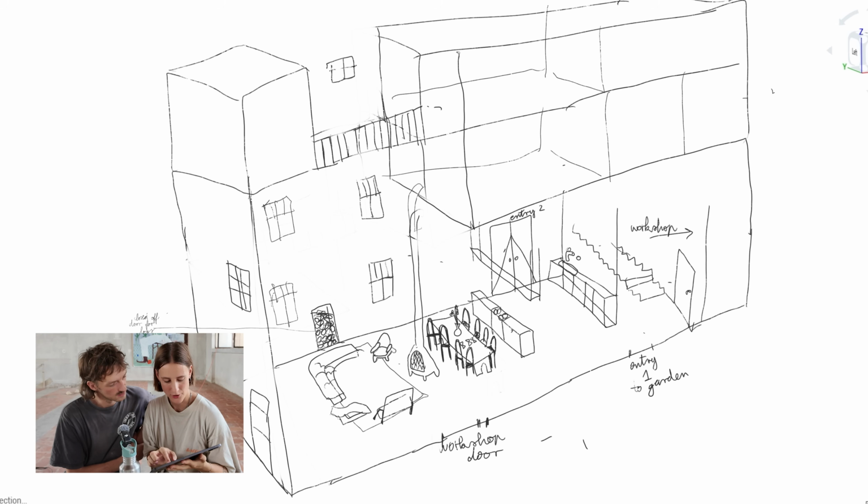This is my visualization for the residential part. So yeah, this is kind of our plan. I mean, this is fully our plan. Maybe some small tweaks will still happen.